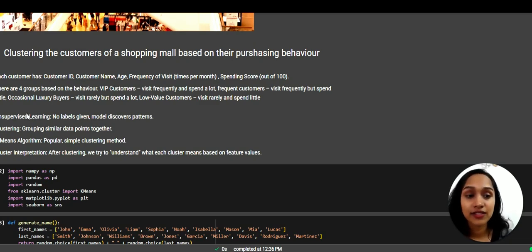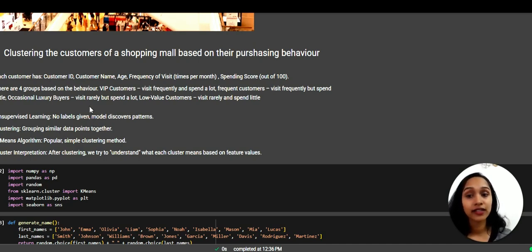Now, what is clustering? When we discussed supervised machine learning models, we discussed classification, classifying the data into 2 or more classes. In clustering, we are grouping similar data points together. So customers with similar purchasing behaviors will be grouped together.